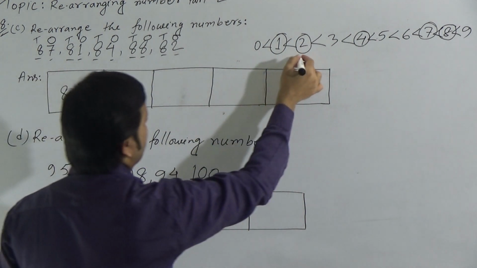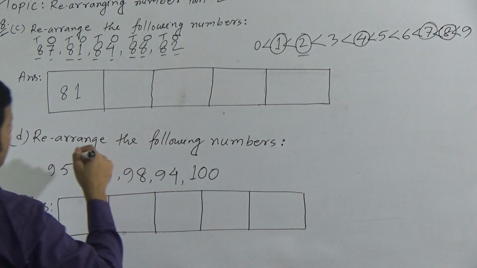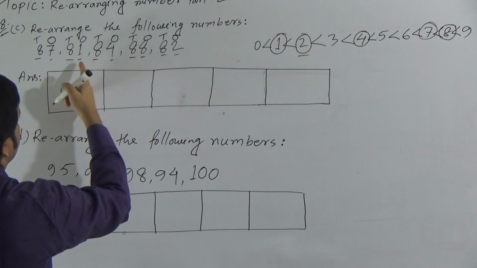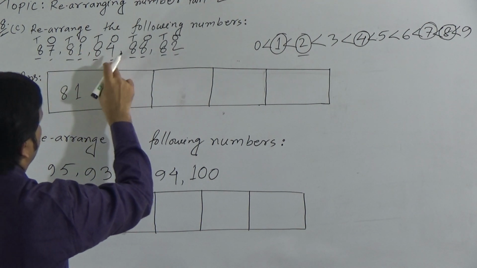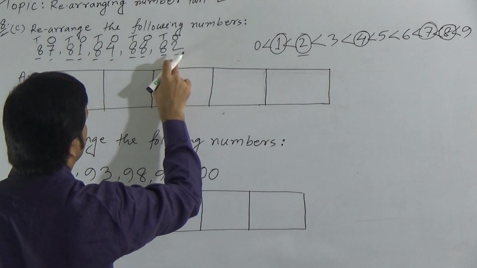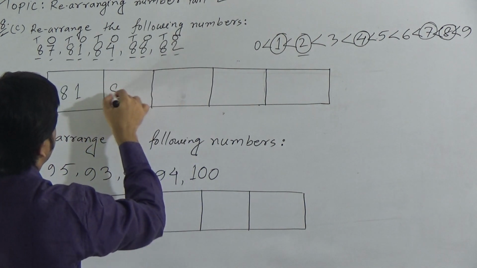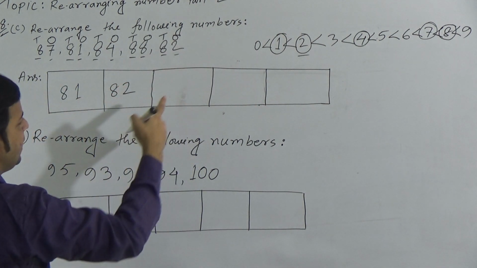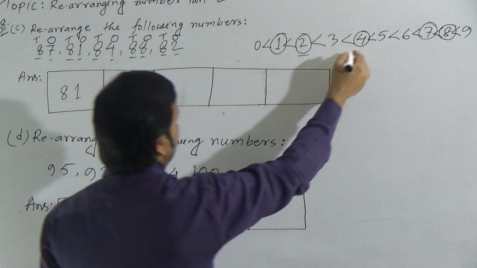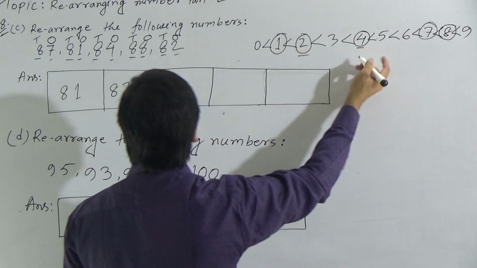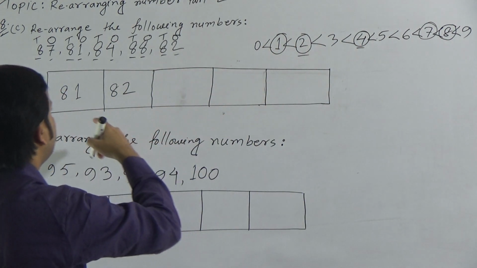Then we have to see 2. Where is 2 in ones place? Here 7. I have done 1, then 4, 8 and 2. Here is 2. So 82 is the next number. And then after 2 we will get which number here? 4. So we have to see where 4 is.